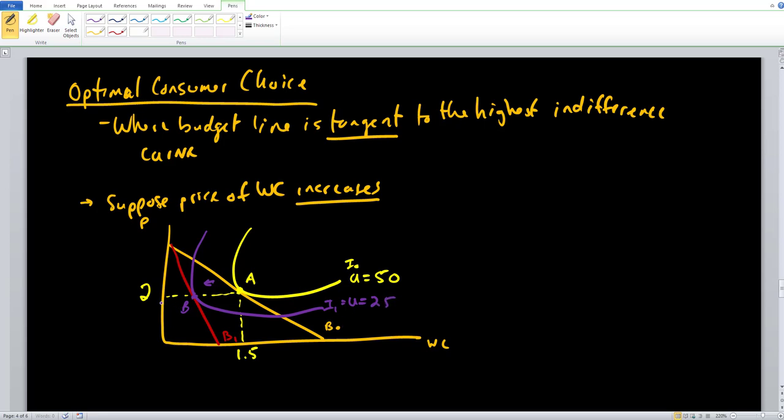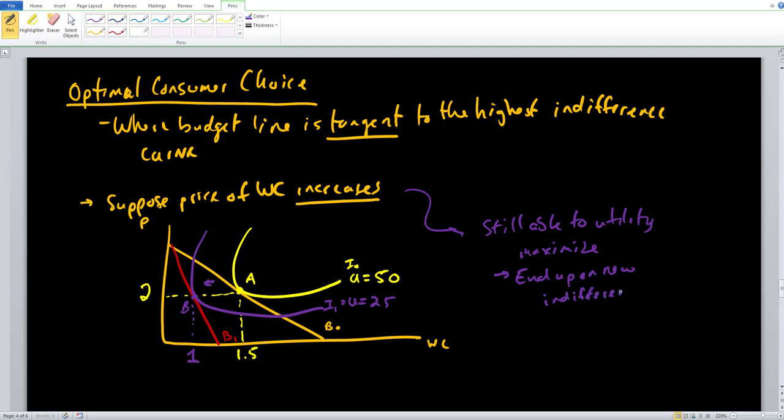But here we notice that our new optimum bundle is going to be the 2 pizzas and the 1 hour of wall climbing that we had from before. So no matter what, in this instance, we are still able to utility maximize. The only difference that we have right here is that we have a new budget line and we end up on a new indifference curve. Remember that there's an infinite number of these indifference curves on one particular Cartesian plane, but here we're just working with the 2 that we are given.